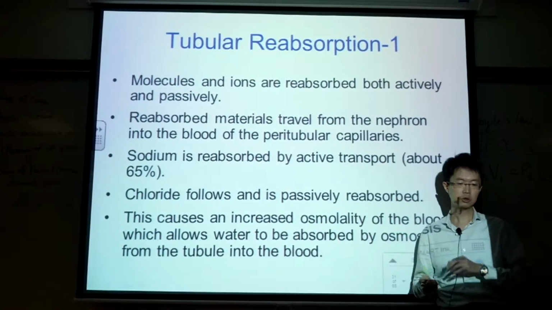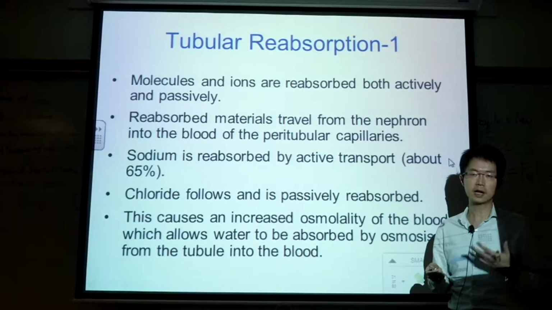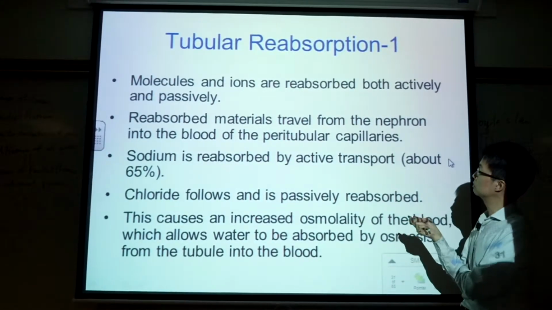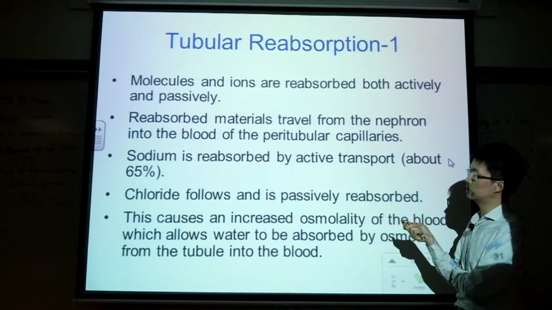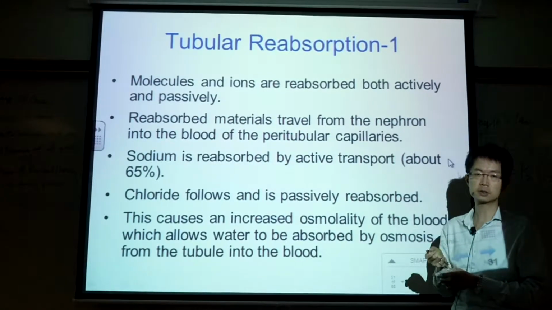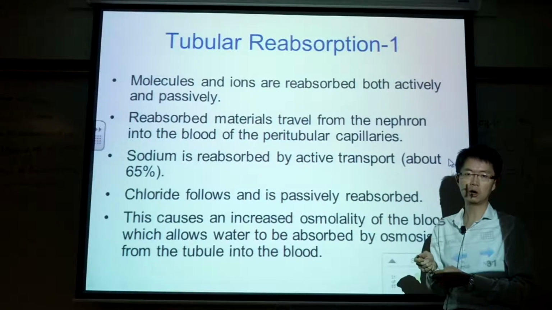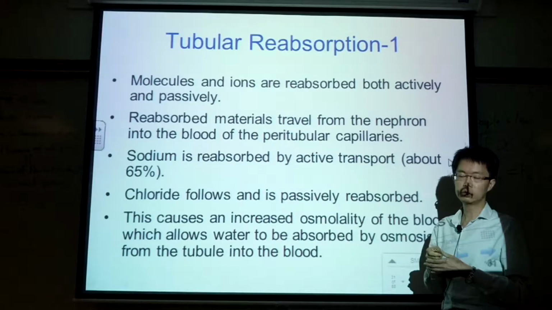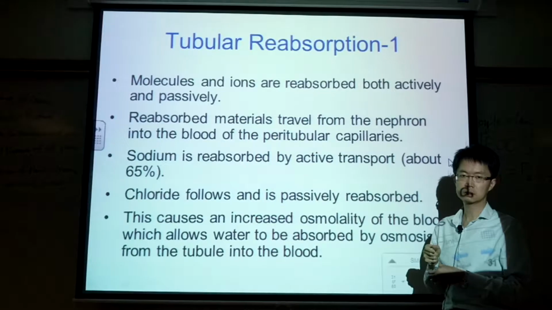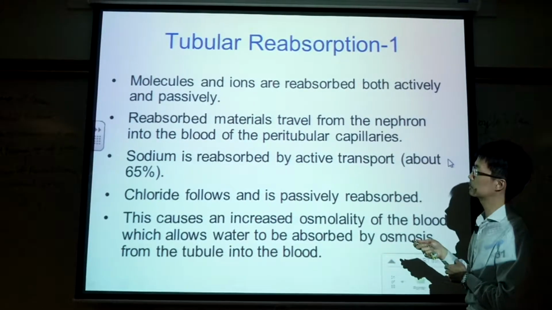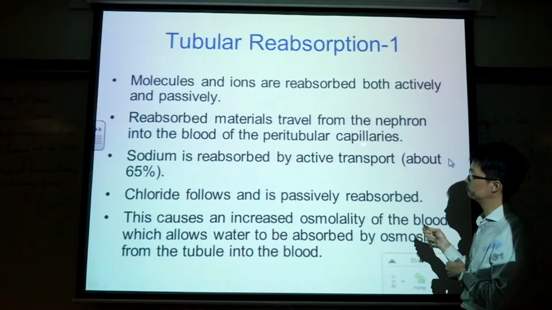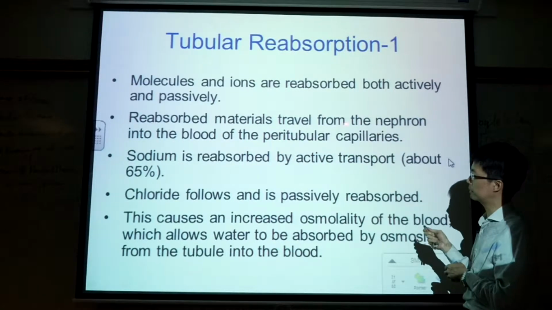Okay, tubular reabsorption, which is the second step for urine production. During the glomerular filtration, a lot of substances from the blood go into the kidney tubule. Now we want to collect some of them back. For example, we collect them through this peritubular capillary.